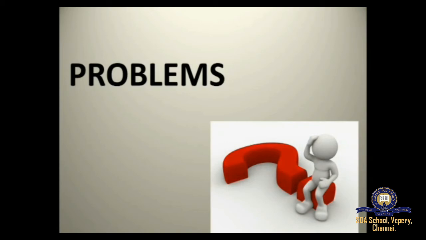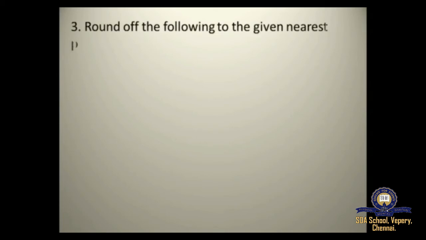We'll move to exercise number 1.4. So there are 6 problems. The first and the second one are generally the fill in the blanks and true or false. I have given it in the worksheets. Okay. Now I'll start solving from the third sum. Okay. So round off the following to the given nearest place. So the first number is 4065 and we are going to round off to the hundreds place.